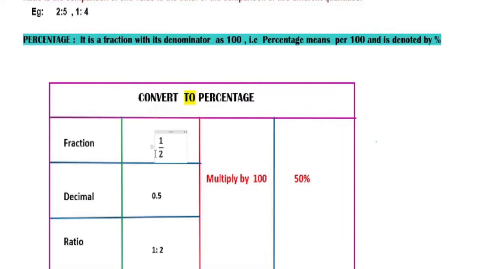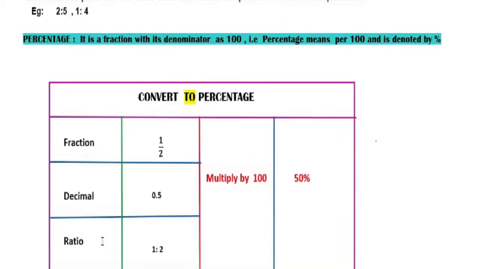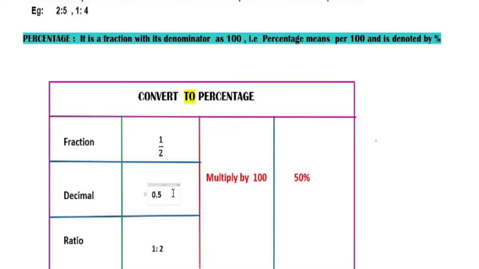First we will consider this fraction 1 by 2. For converting 1 by 2 into percentage, we have to multiply it by 100. For converting a fraction or a decimal or a ratio into percentage, we multiply it by 100. Example here, 1 by 2 into 100, you will get 50, that is 50%. Again, decimal: 0.5 is a decimal. For converting 0.5 into percentage, we multiply 0.5 by 100, so you will get 50%.